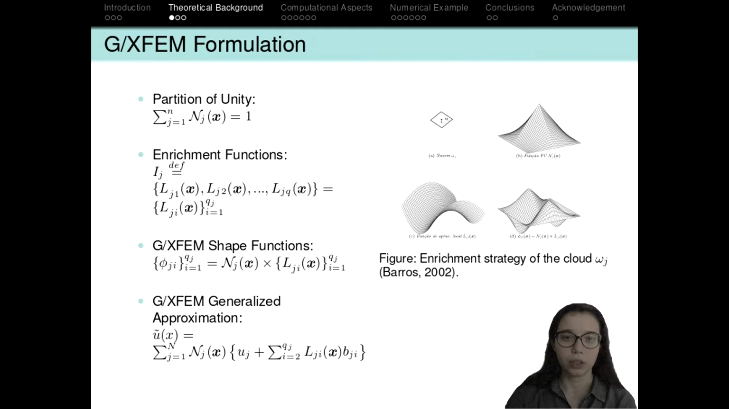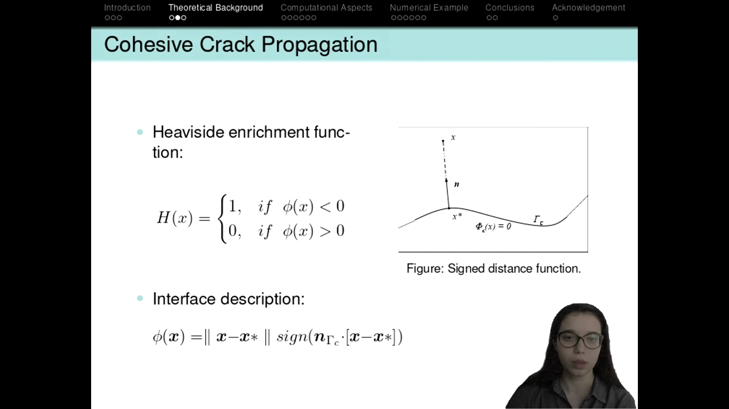In terms of formulation of the GFEM, we have initially the partition of unity and also the enrichment functions, and when associated, they generate the GFEM shape functions, and also the generalized approximation of the displacement field, as we are dealing here with both degrees of freedom from FEM and XFEM, GFEM.